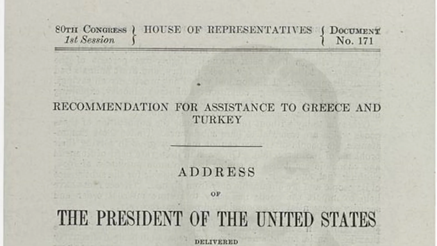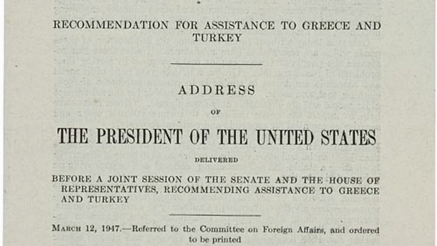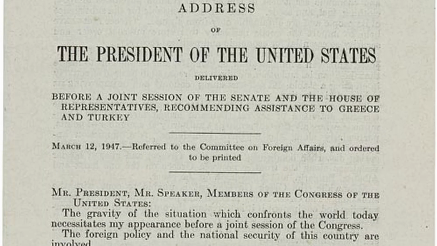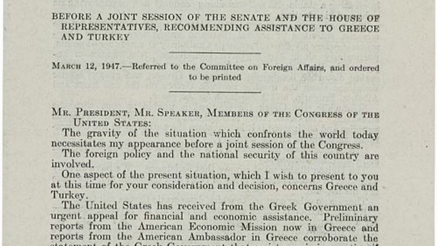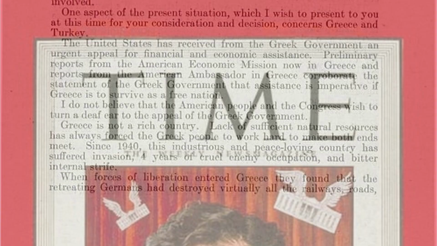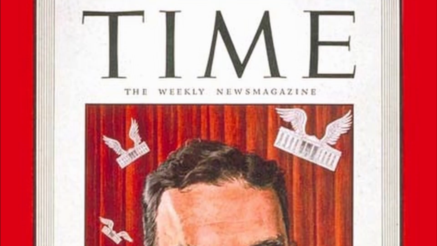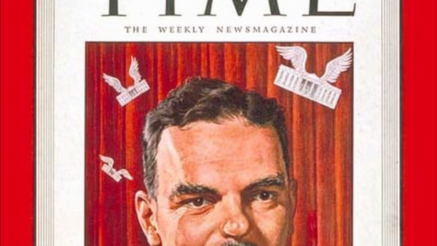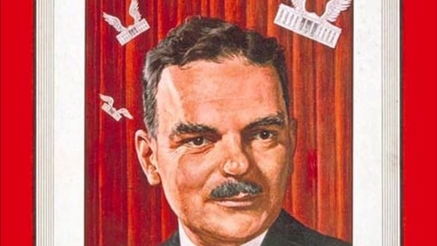"It is the policy of the United States to support free peoples who are resisting attempted subjugation by armed minorities or outside pressures." This Dewey Doctrine provides military and economic aid to Greece and Turkey, but with stricter congressional oversight. Dewey is more restrained than Truman in rhetoric, but committed to containment.